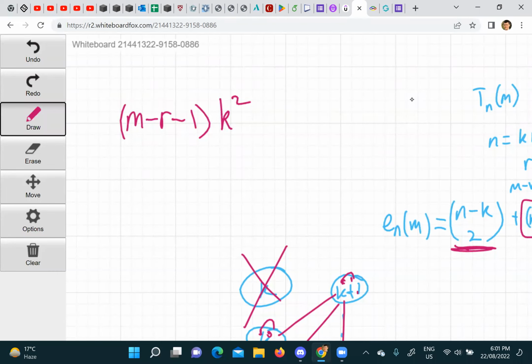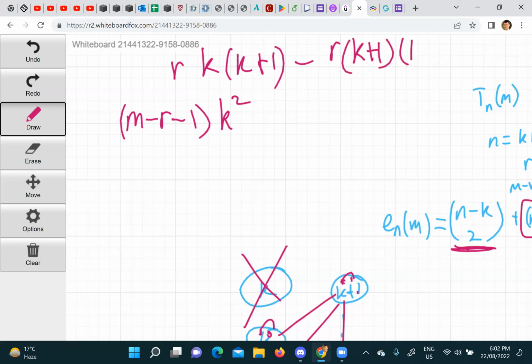And then I said there were r parts with k plus 1 vertices, and k plus 1 and k make r times k times k plus 1. So those are the two things we need to add. Okay, then we need to subtract the internal connections in each part. For example, there are r parts where there are k plus 1 things in each part, and the number of internal connections is k plus 1 choose 2, because you're just choosing two of the vertices out of the k plus 1 to connect. This is k plus 1 choose 2.